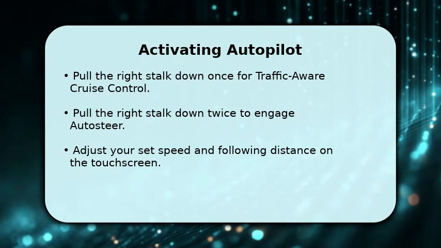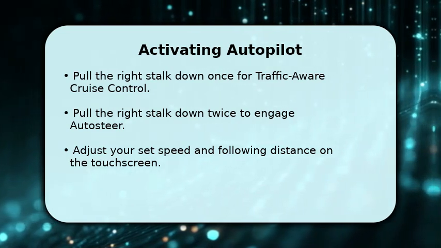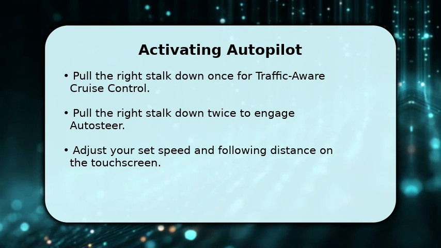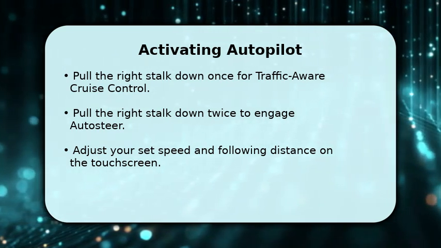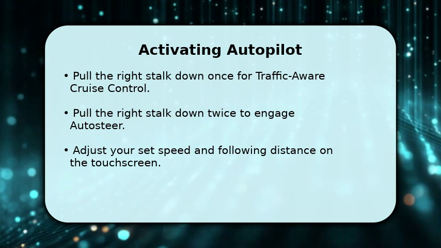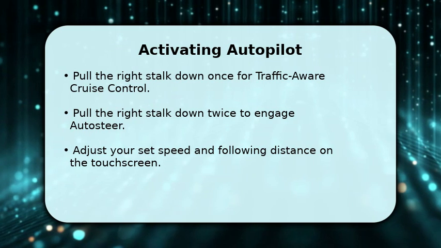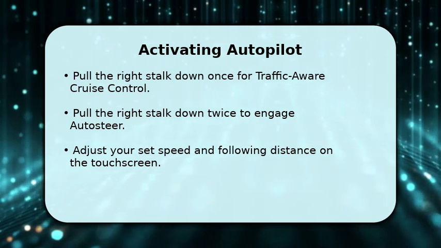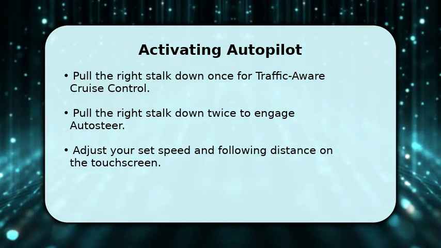Engaging Autopilot is straightforward. First, ensure you are on a suitable road, typically a highway. Pull the right stalk down once to activate traffic-aware cruise control, which maintains your speed and distance from the car ahead. Pull it down a second time to engage auto steer, which helps keep your vehicle centered in its lane. You can easily adjust your set speed and following distance using the touchscreen controls.